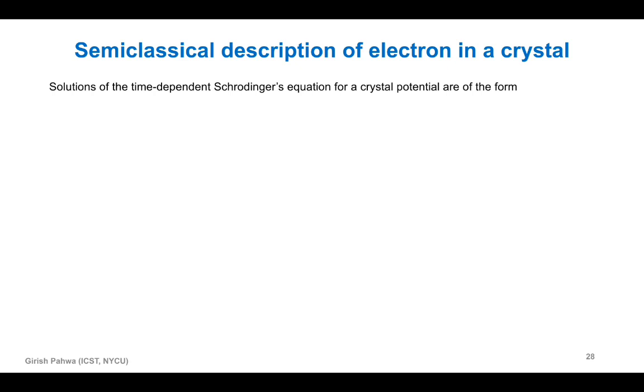So let's see what we have. The solutions of the time-dependent Schrodinger equation for a crystal potential will be of this form. First we find the particular solutions of the Schrodinger equation. That will be your Bloch wave function times e to the power minus iota Et over h bar. Now for different values of k, we have different eigenfunctions. That's why I am denoting it with an index k, so it will depend on k.